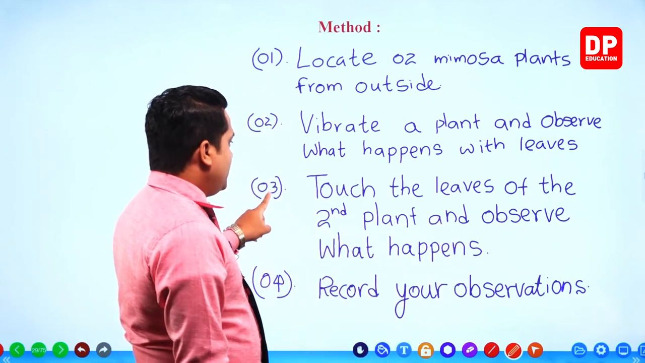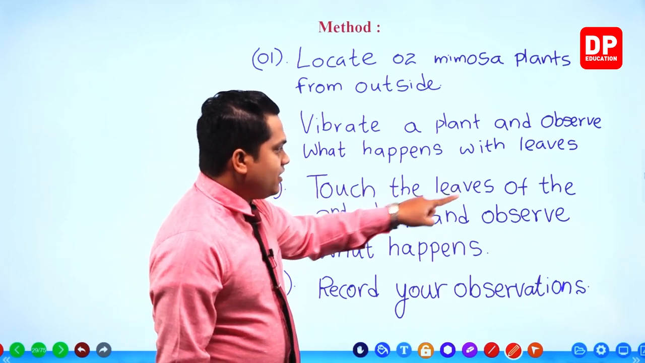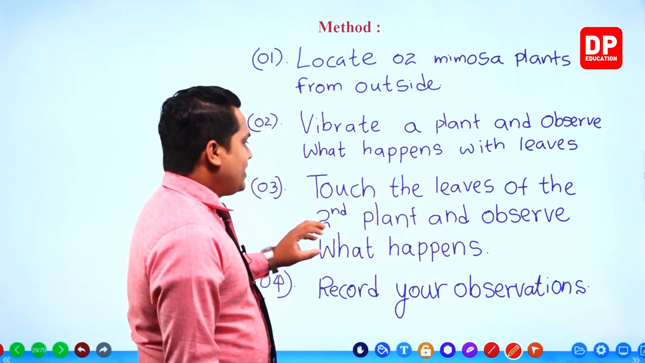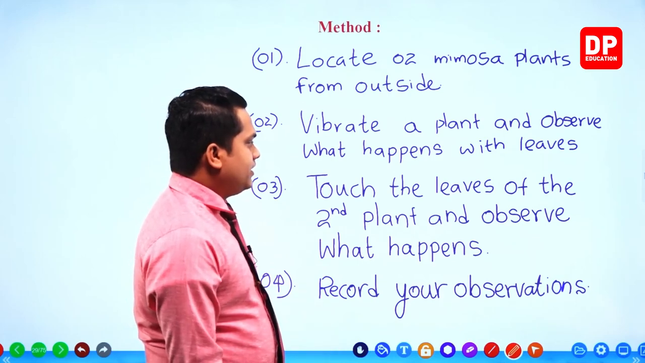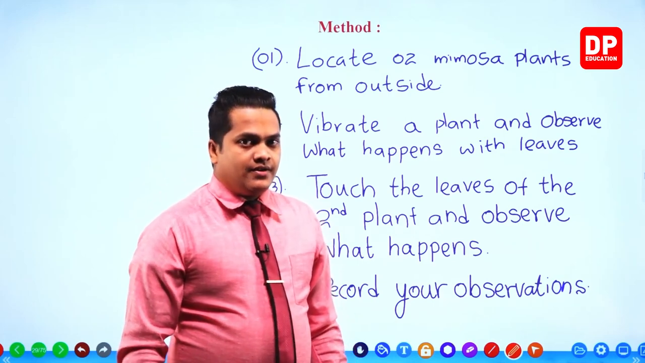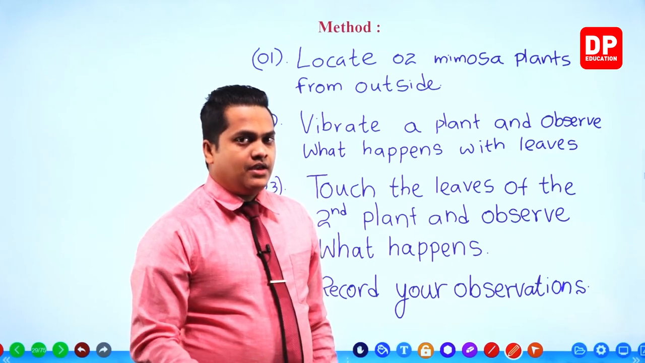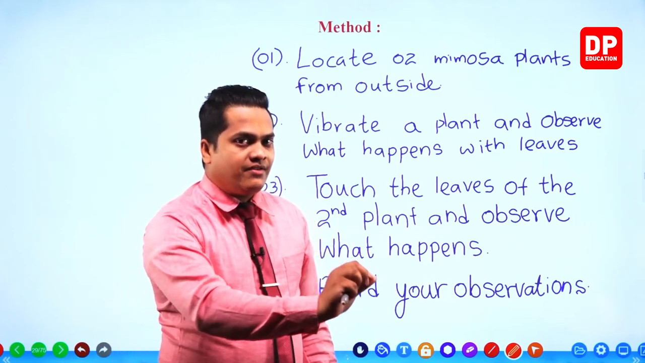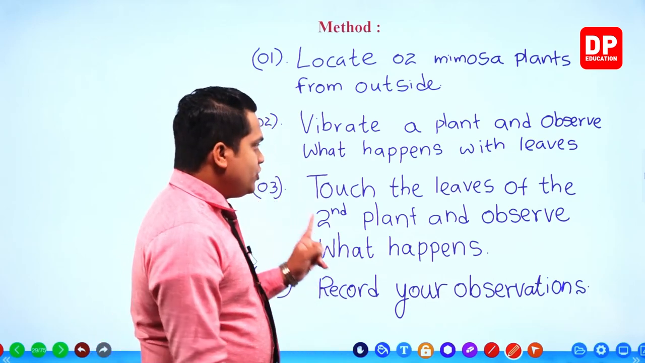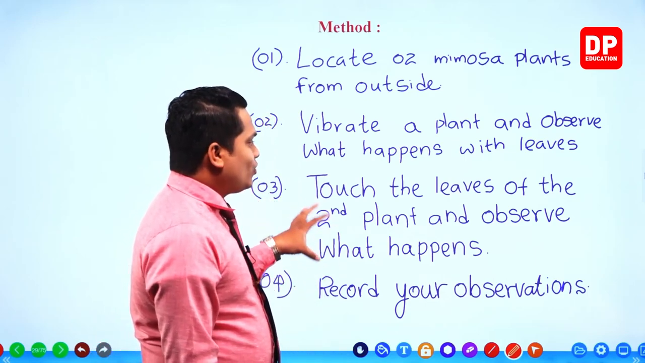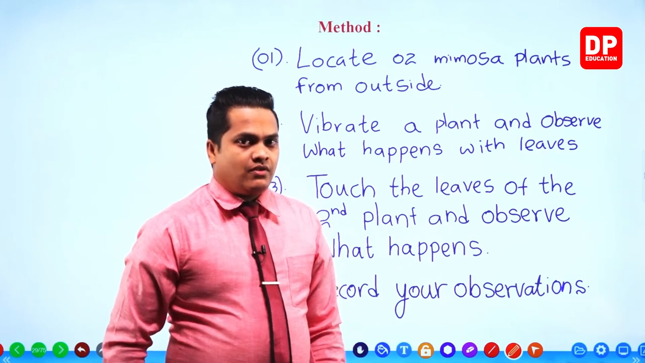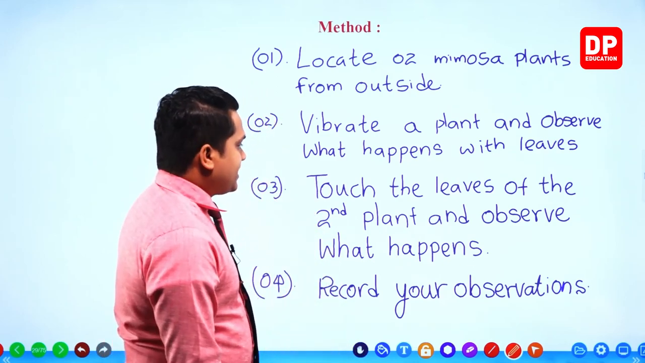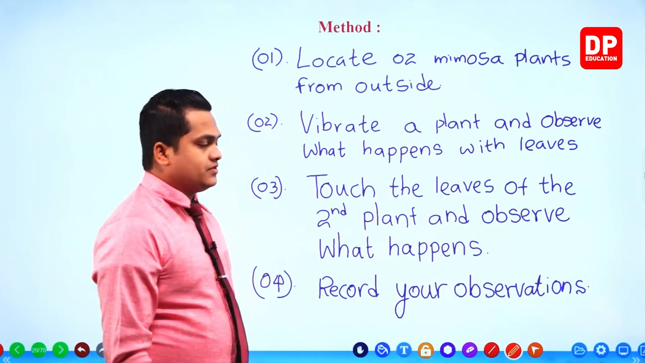Then touch the leaves of the second plant and observe what happens. In the second plant, you have to touch the leaves carefully. Then you have to observe what will happen to the leaves. Okay, what will happen to the leaves? So touch the leaves of the second plant and observe what happens.